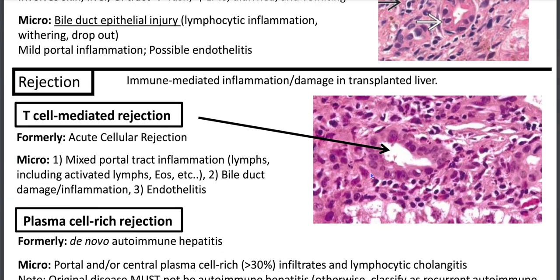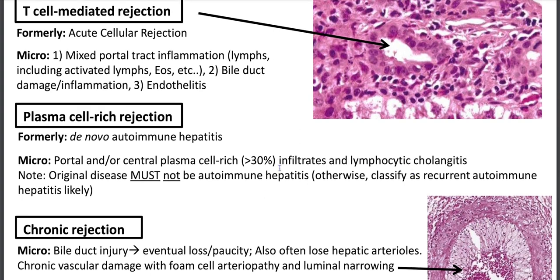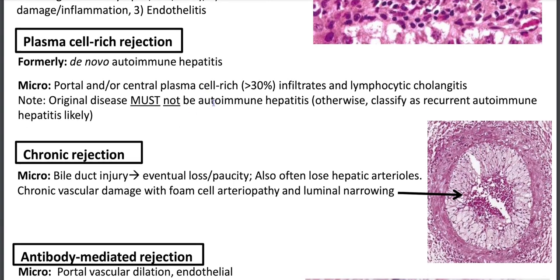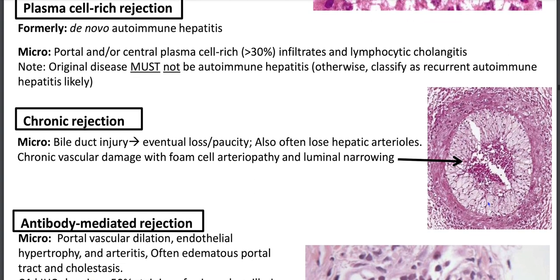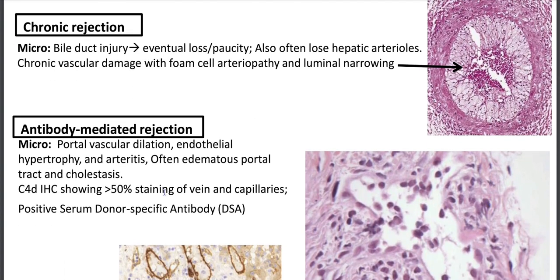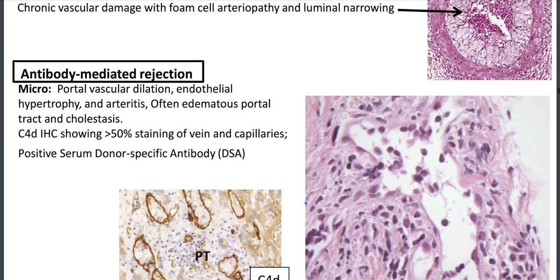Rejection, there's T-cell mediated, where you have mixed portal tract inflammation, including EOs, bile duct damage, and endothelitis. Plasma cell rich rejection, it's got to be greater than 30% in the portal and the central vein. Make sure to rule out prior history of autoimmune hepatitis. Chronic rejection, you can have chronic vascular damage with foam cell arteriopathy and luminal narrowing. Antibody mediated rejection, get your C4D showing greater than 50% staining of vein and capillaries. And you can have portal vascular dilation, endothelial hypertrophy, and arteritis.